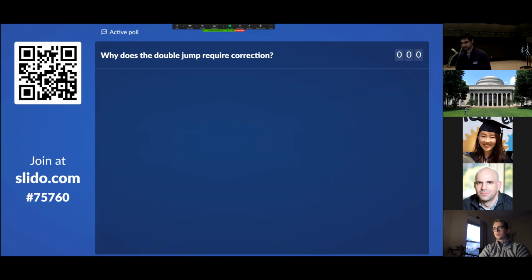Why does the double jump require correction? What if I chose to do it then?